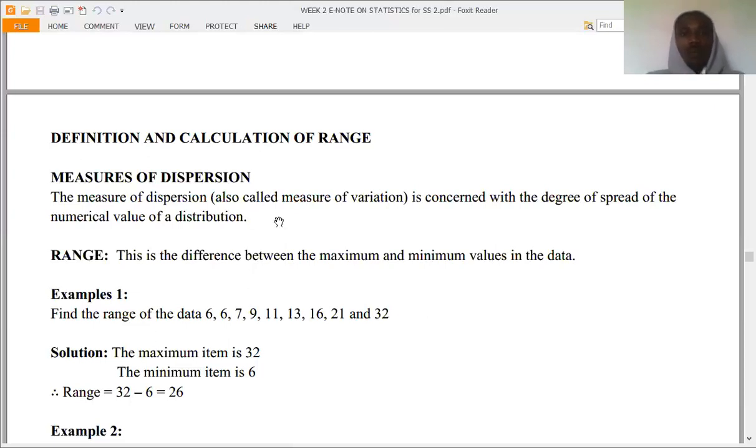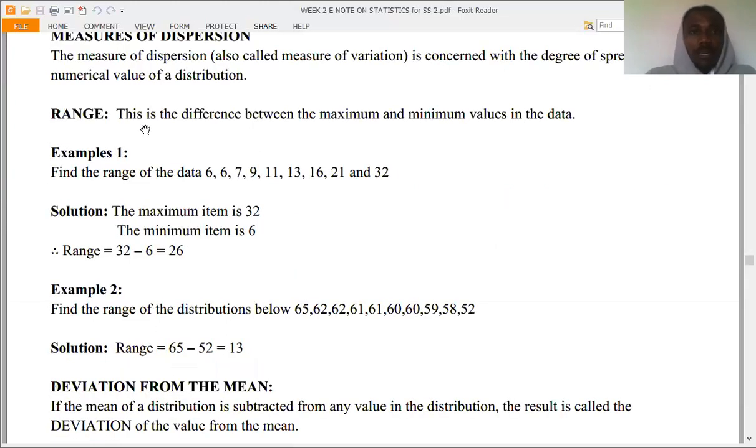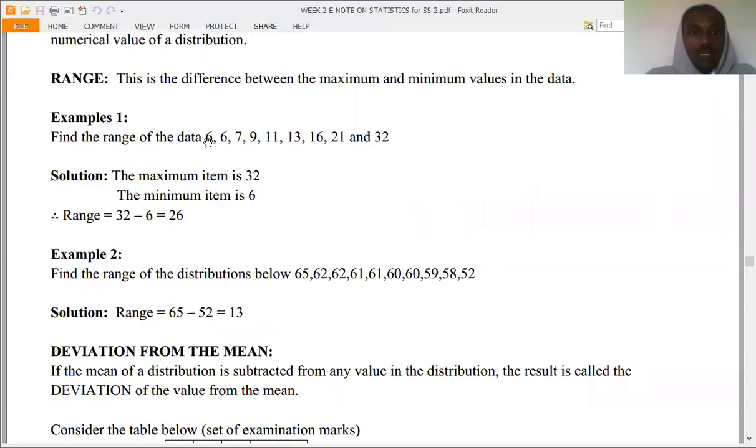So there are a good number of measures of dispersion. Just like we have the mean, median, and mode for measures of location, for measures of dispersion we also have a good number of them. I will start with the range. The range is the difference between the maximum and minimum values in the data. Example 1: find the range of the data 6, 6, 7, 9, 11, 13, 16, 21, and 32.